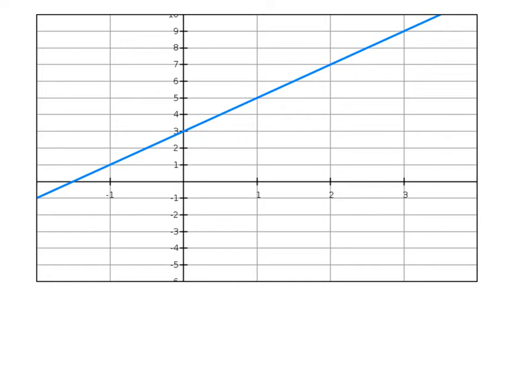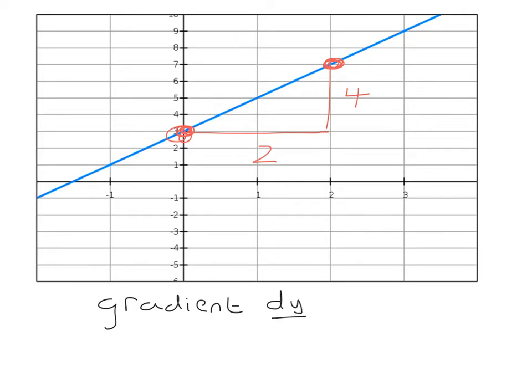This video is looking at gradients, and here we have a straight line. If I take any 2 points on that line, let's take that point there and that point there, I can work out the gradient by looking at the difference in the y numbers and dividing by the difference in the x numbers. So that is a difference of 4 in the y numbers, 2 in the x numbers, so I can say that the gradient is the difference in the y numbers divided by the difference in the x numbers. So that's 4 divided by 2, which is 2.